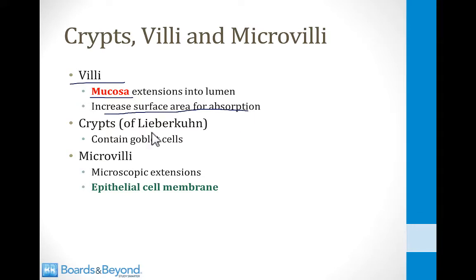The other feature we saw in the last slide are the crypts. They're sometimes called the crypts of Lieberkühn, and they contain goblet cells which secrete mucus. We'll talk about the goblet cells in a minute.